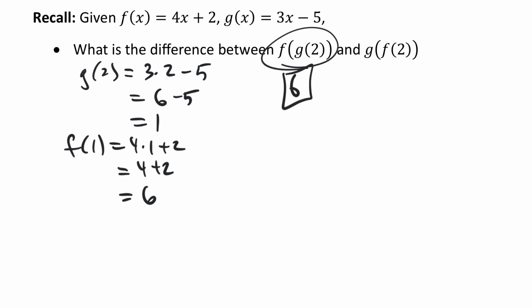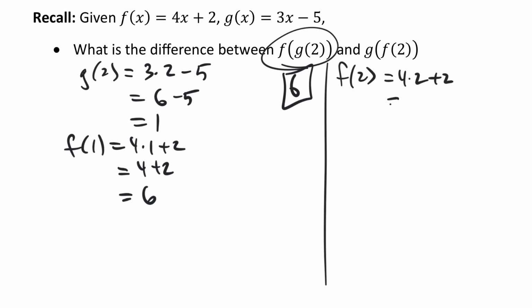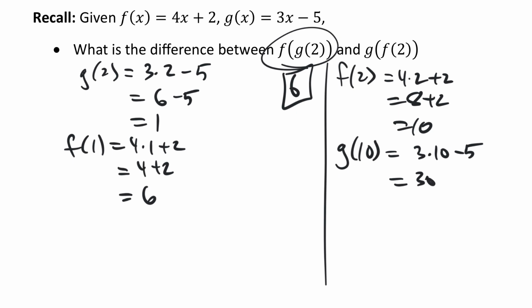Go ahead and pause the video and find g of f of 2. All right, so over here, first we find f of 2. 4 times 2 plus 2, 8 plus 2, so 10. Then we find g of 10, so 3 times 10 minus 5, 30 minus 5, 25. Okay, so this over here equals 25.